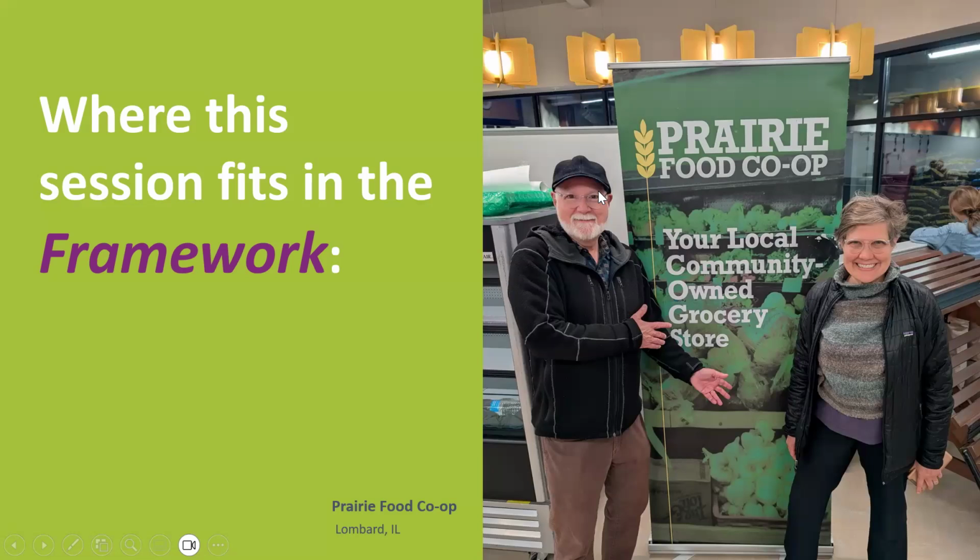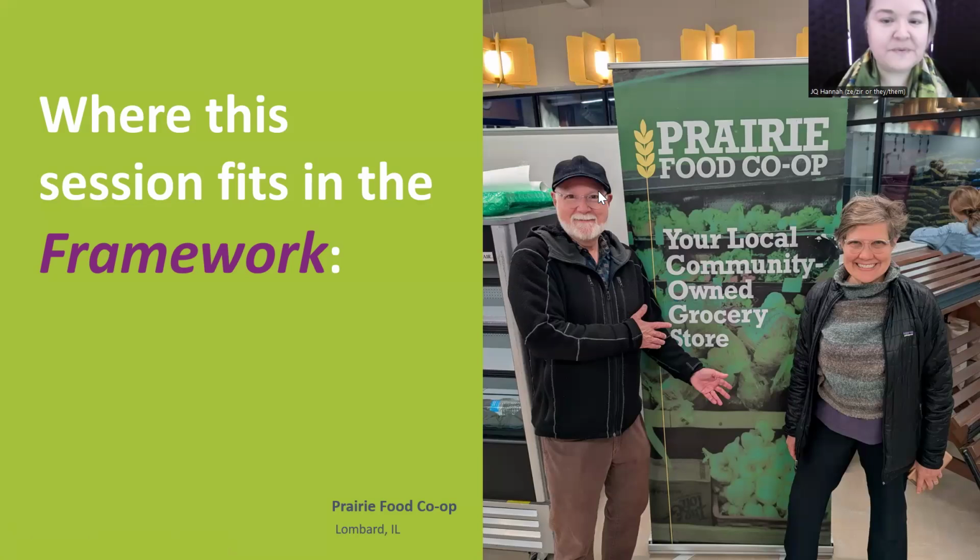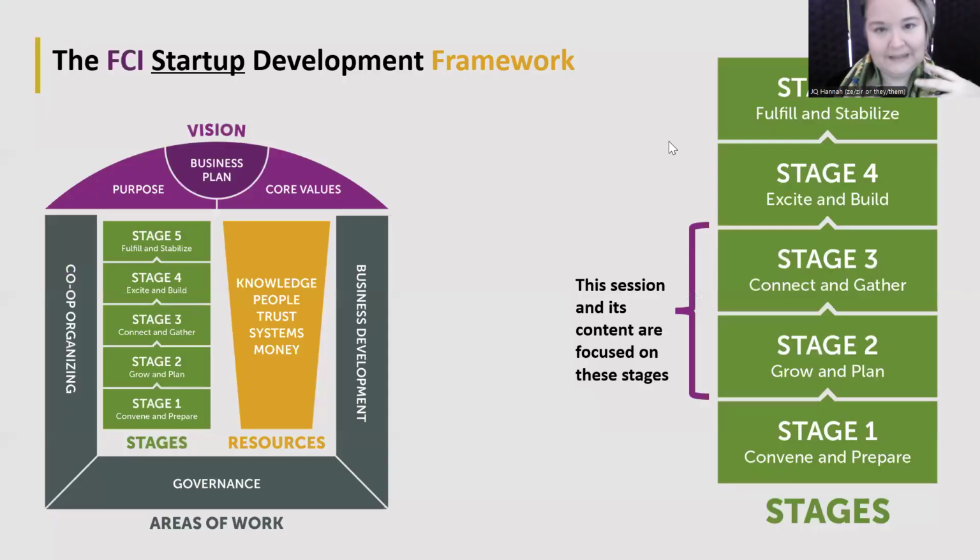So I want to first, as I said before, let y'all know that this is going to be a very instructional session. We're going to be looking at timelines and how we utilize them. And I first want to put it in context of where this fits in the co-op development framework. So FCI released last year the FCI Startup Development Framework. You can find it on our website. And it was actually built from an earlier style of organizing tool called the 4 and 3 model. It has been adapted and updated with what we know now.